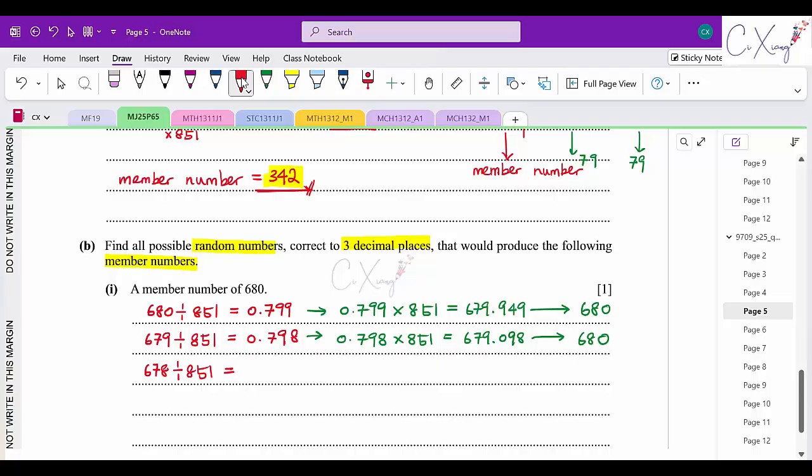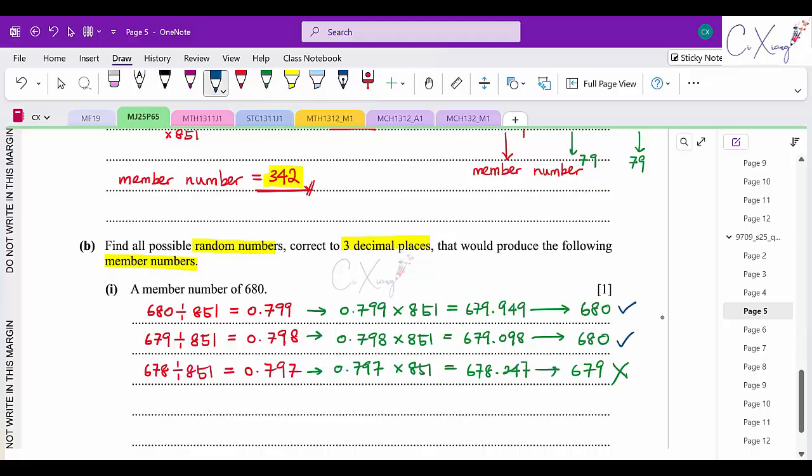Then you take 678 divided by 851. What do I get here is 0.797. Then if you try to double check, 0.797 multiplied by 851, what do you get? You have 678 point something. Therefore, when you round it up, it will be 679. So this is not the answer that I want, right? And then these two are the answer that I want.